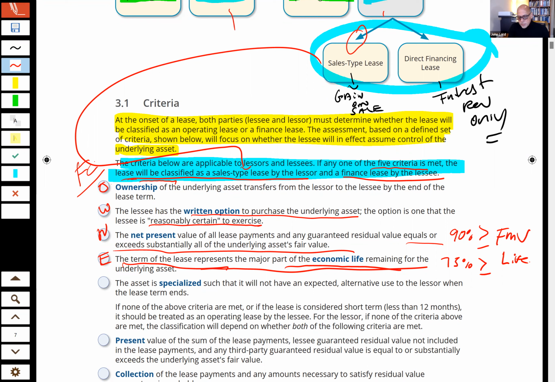I don't know if I'm putting my greater than or equal signs in the wrong direction here. I think I am.